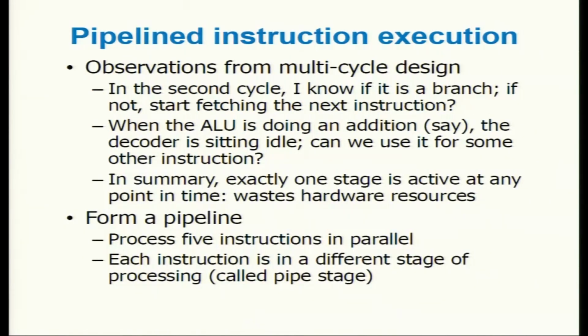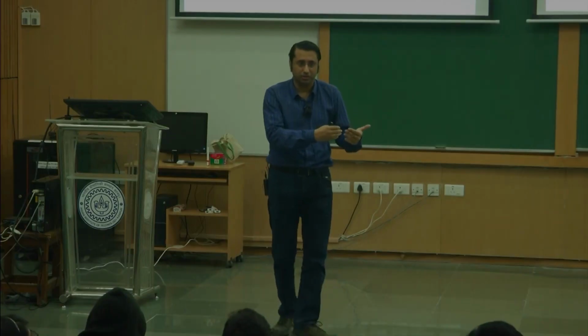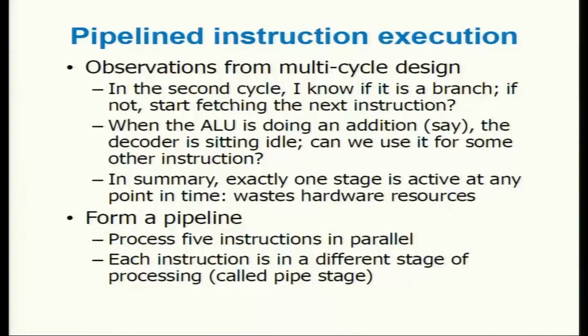One observation that comes out from here is that, for example, in the second cycle, where you are decoding the instruction, you get to know the instruction type. For example, you get to know whether the instruction is a branch or not. If the instruction is not a branch, then I can start fetching the next instruction, because I know that the next instruction is just next to the branch instruction.